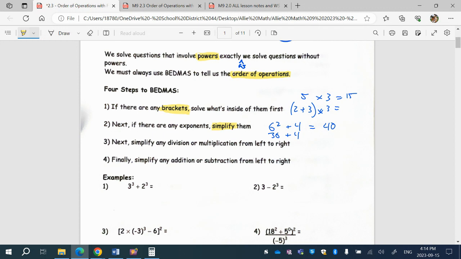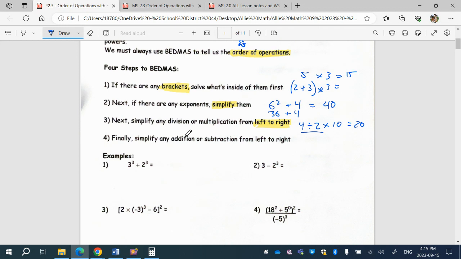Next, we simplify any division or multiplication from left to right. I always say it's like reading a book, okay, left to right. So if we have 4 divided by 2 times 10, we don't want to go 2 times 10 first and then do 4 divided by 20. We want to do 4 divided by 2 first. So 4 divided by 2 is 2. 2 times 10 is 20. So we go left to right. And finally, we simplify any addition or subtraction from left to right as well.